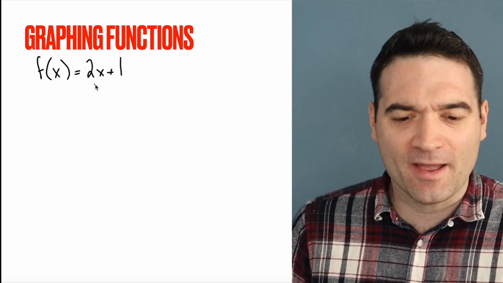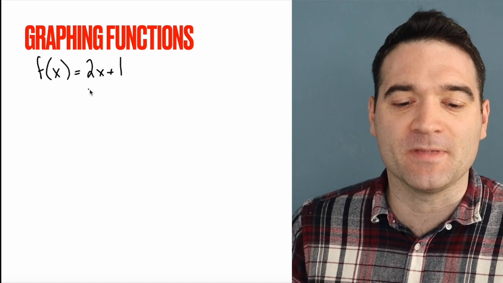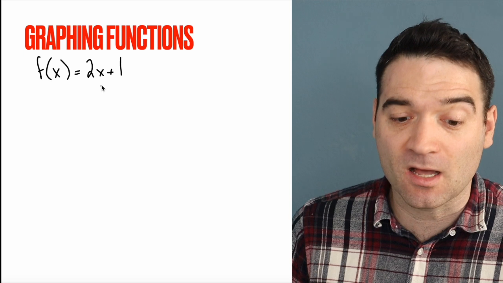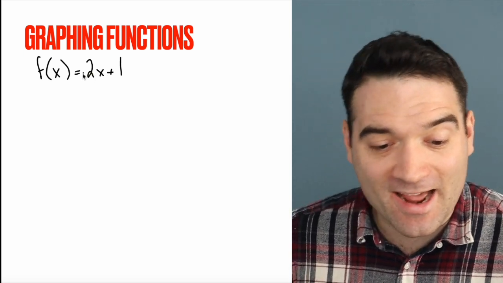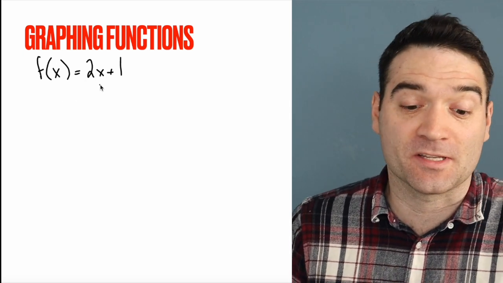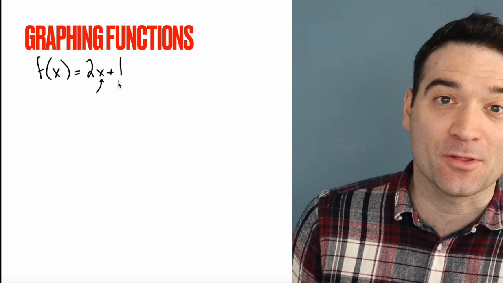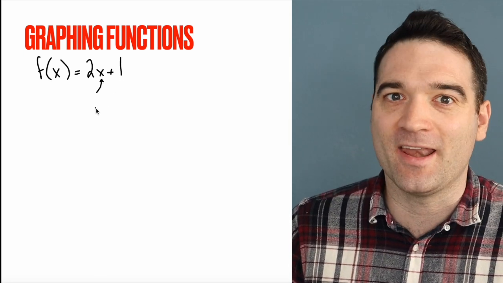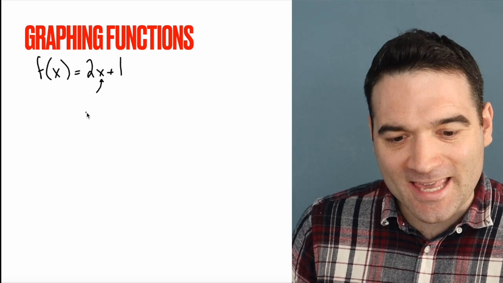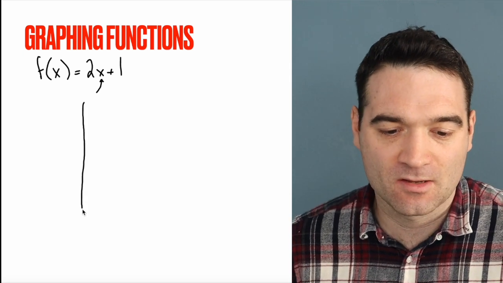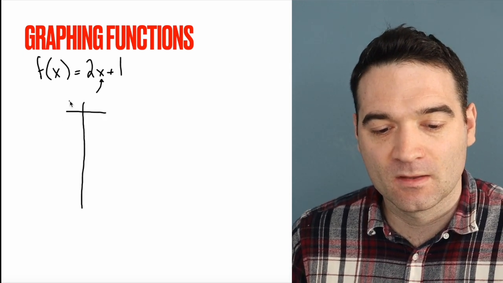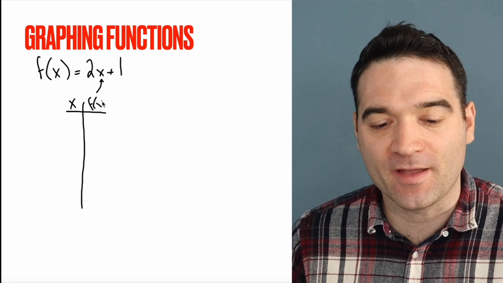And at this point, I hope everyone is comfortable with what this means, which is that I can plug a number in for x, and I'll get an output for f of x. So for instance, I could plug in 1 for x, 1 times 2 plus 1 is 3, and on and on and on. Well, let me keep track of this with a table. So I have x over here and f of x over here.